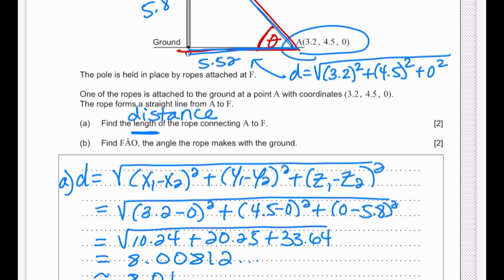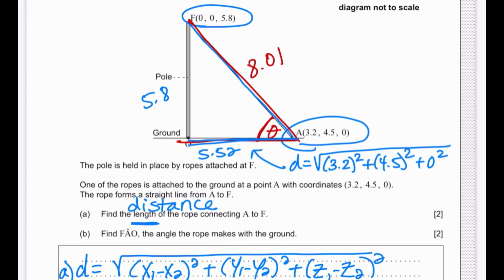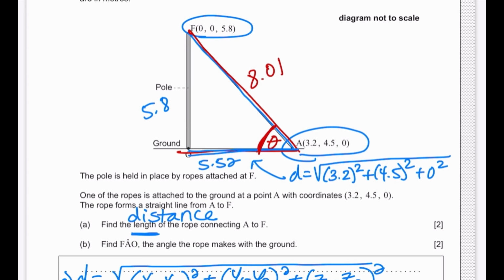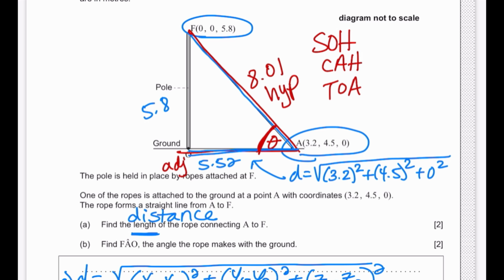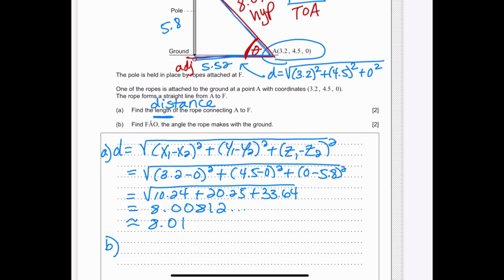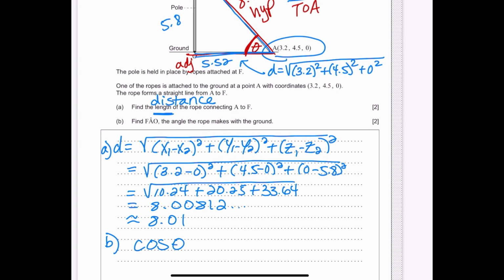So that was for part A. So now for part B, I can go ahead and say, well, if this is theta, this of course is my hypotenuse. I can work with the 5.52, which is going to be my adjacent side. The relationship in SOHCAHTOA between adjacent and hypotenuse is going to be cosine. So I can say that the cosine of theta is equal to adjacent over hypotenuse.